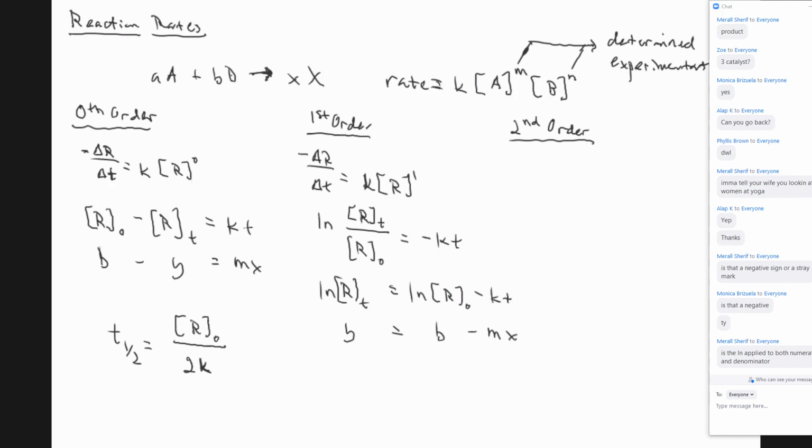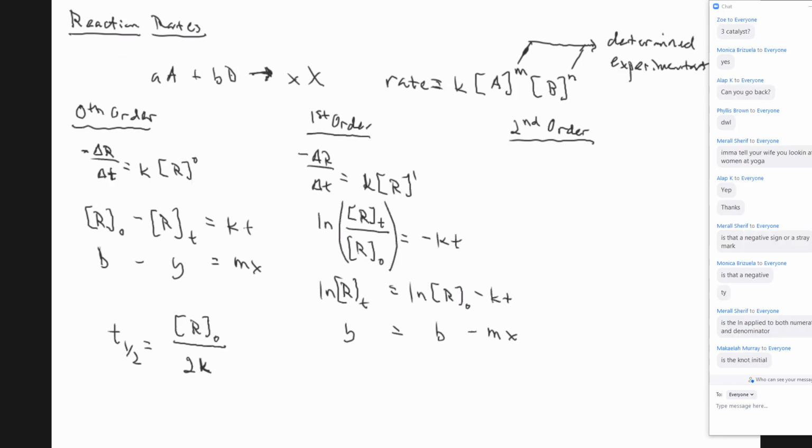Is the ln applied to both numerator and denominator? Correct, it is. I'll write it like that. And it's just the difference. Correct, not as initial. When I write sub-zero, it is at time zero, and at t is any time further down the line. Okay. The half-life, this is y, not b.